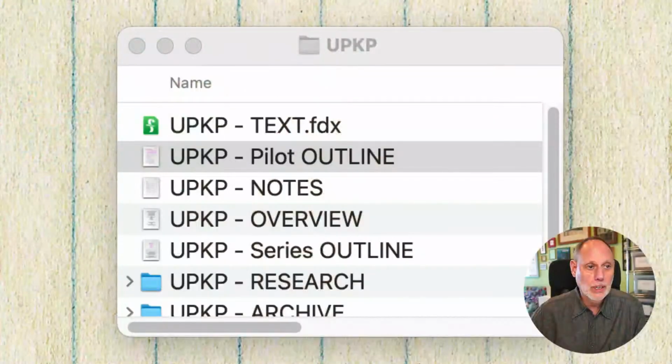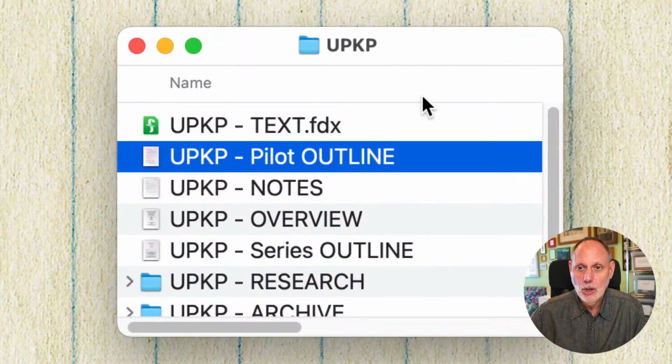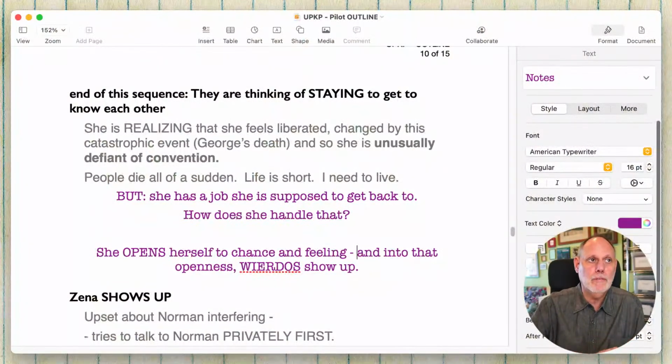But most of the time, we are going to be working our way through the script. Right now, we are coming up to the third act, and so I am going to begin working on that. Because we have gotten to here, let's open up the outline, and I will show you what we've been doing.